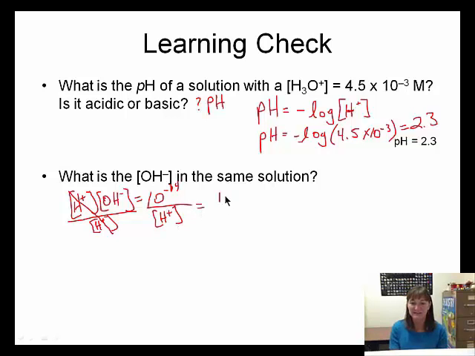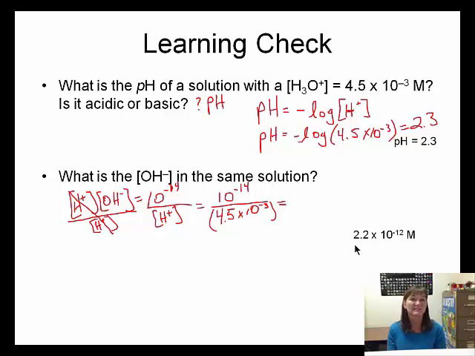and now I'm going to plug this stuff in. So 10 to the negative 14 divided by the hydronium concentration, 4.5 times 10 to the negative 3. And I type that in my calculator. Now remember, just to refresh your memory here, if you're not using your exponent key, you better make sure you put parentheses around your denominator, or you're going to get the wrong number. So when you type this in, you end up with 2.2 times 10 to the negative 12. Notice the unit is molarity. That's because we're solving for brackets here, the concentration of hydroxide.